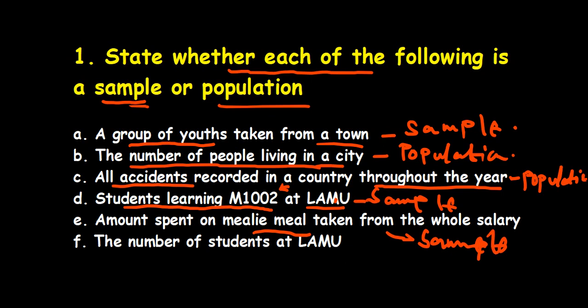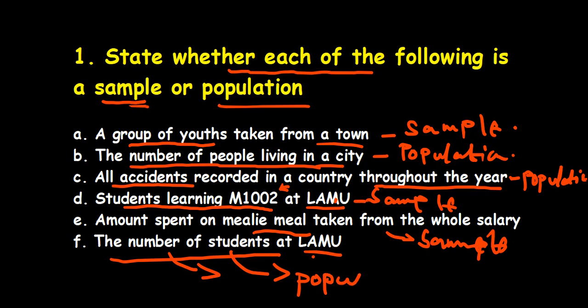What about the last one? The last one, they're saying the number of students at LAM here. It doesn't matter if they are students taking medicine, or if it's another program. They're just saying the number of students at LAM. So we are considering all the students at LAM here. So we are going to say this here is a population.